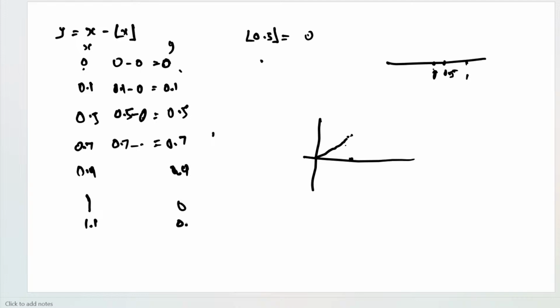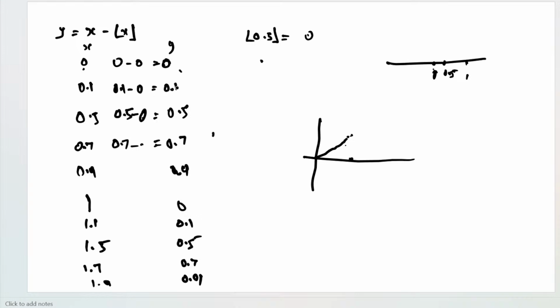Point 1, sir. Very good. 1.1 is 0.1. 1.5 is 0.5, sir. Very good. 1.7 is 0.7, sir. Excellent. 1.9 is 0.9, sir.